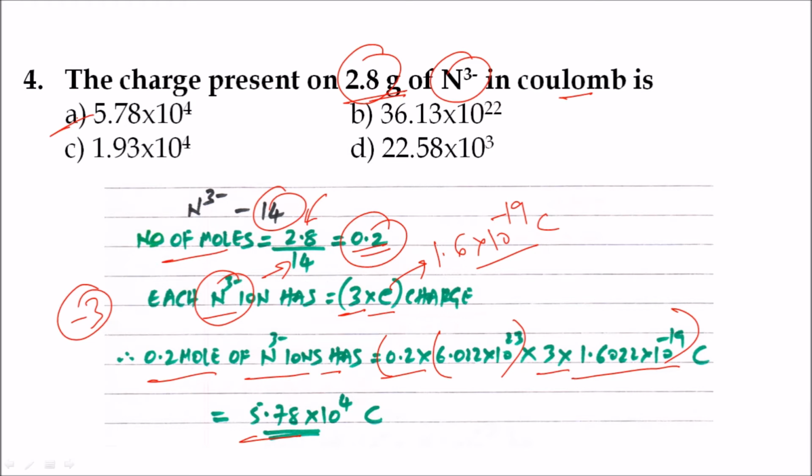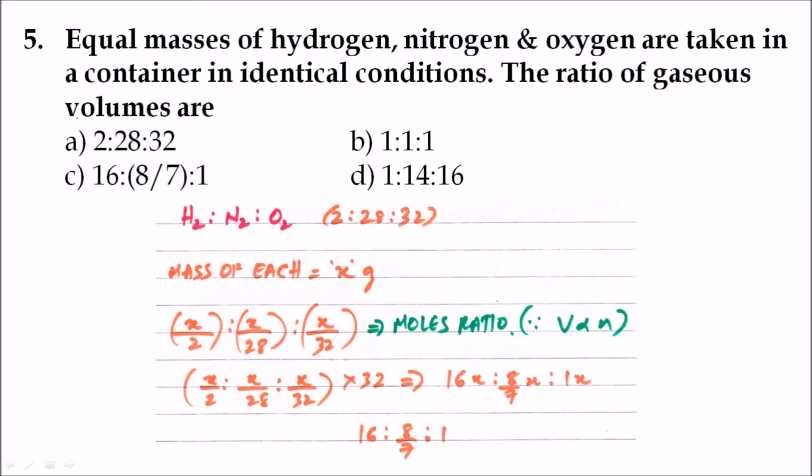Right, let's go to fifth question now. Fifth question is, equal masses of hydrogen, nitrogen and oxygen are taken in a container in identical conditions. The ratio of gaseous volumes are, okay, we need to find the ratio of gaseous volumes here, and it's mentioned identical conditions, right? All the gases.